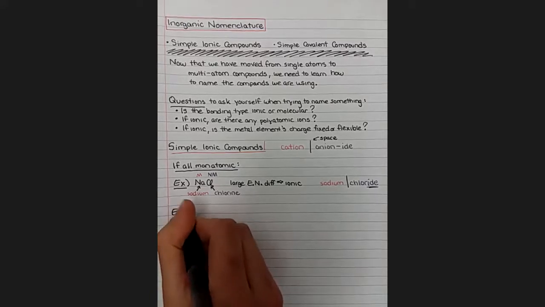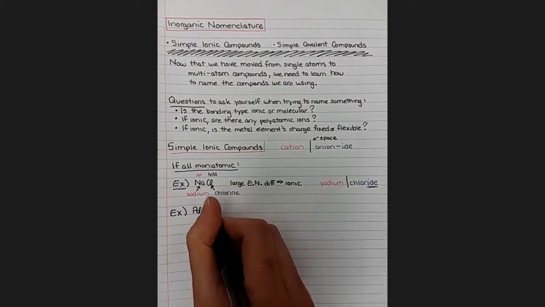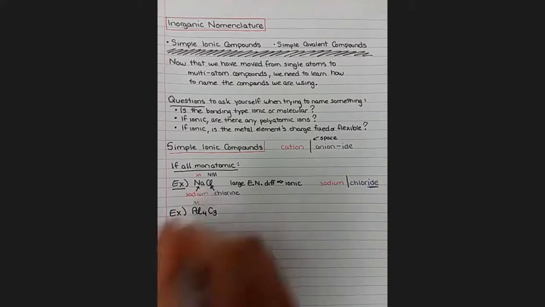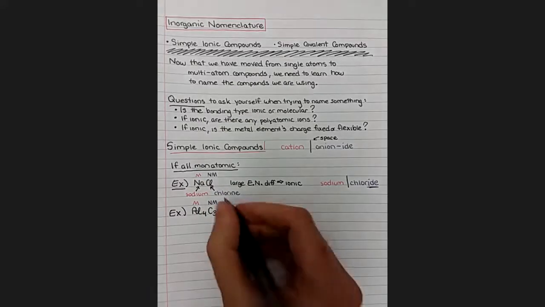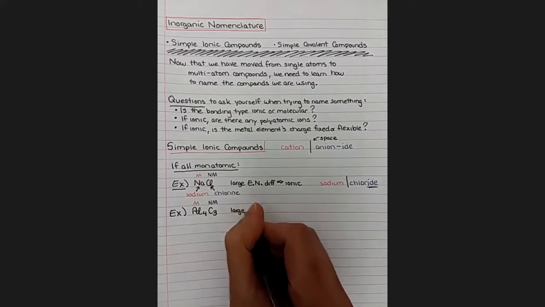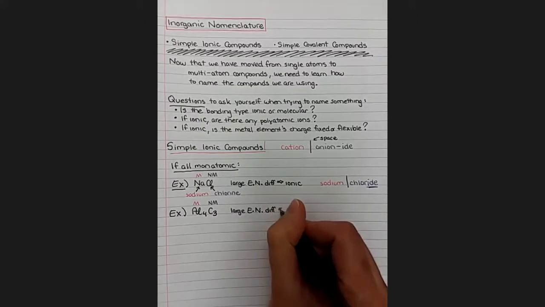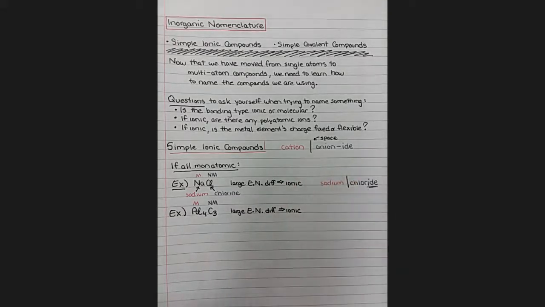Let's do another one. Let's do something you probably don't know the name of just by looking. Al4C3. So again, we're going to try and figure out what the bonding type is first. So we know that aluminum is a metal, and we know that carbon is a non-metal. So that means their electronegativity difference is going to be large. And so we predict this is going to be an ionic compound. So we'll use the ionic compound naming rules for this guy.